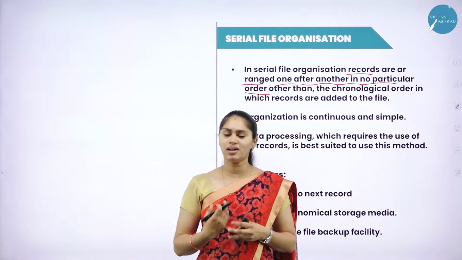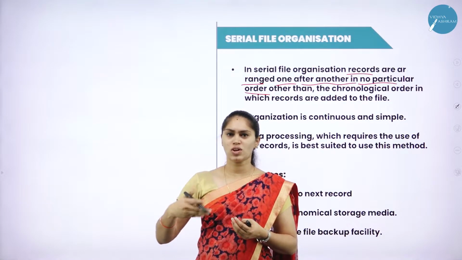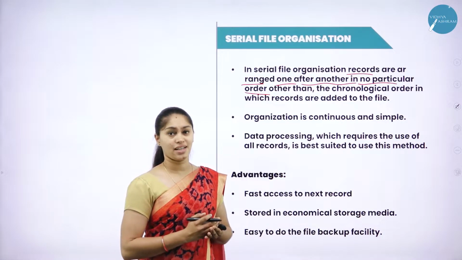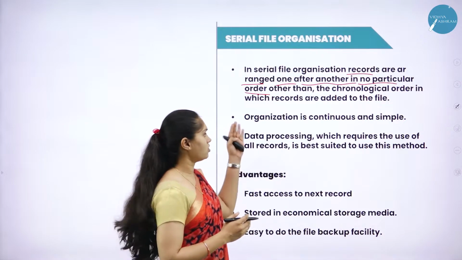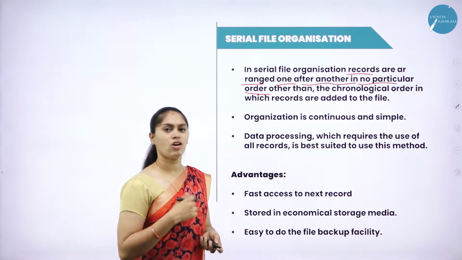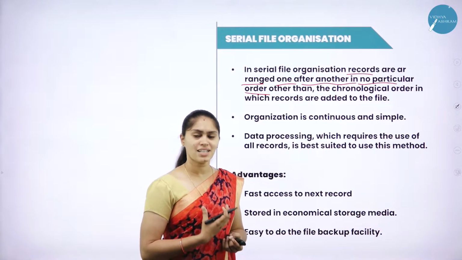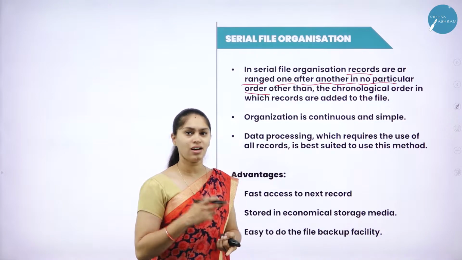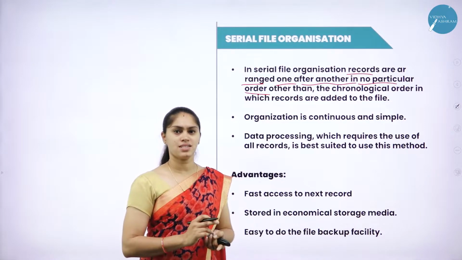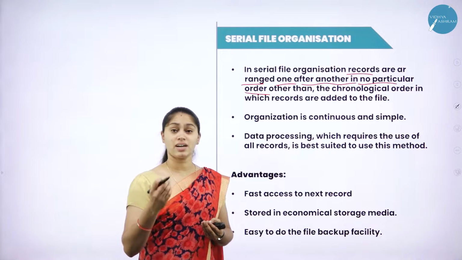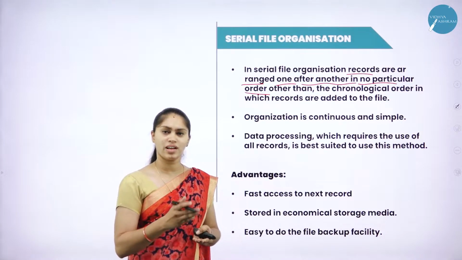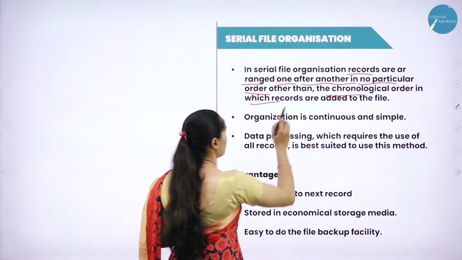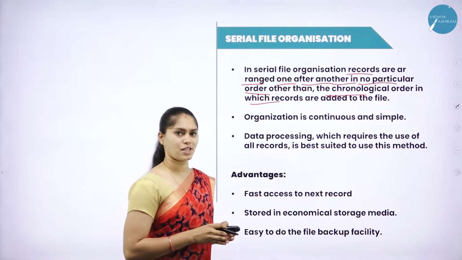We are not using any order, but whatever comes first, next, based on the priority or the first come first serve method, we take that record. That is termed serial file organization. That means we are organizing the file one after another sequentially, but there is no order. It will be first come first serve. The record which comes first will be stored first, one after another. So it will not have any chronological order in which the records are added to the files.